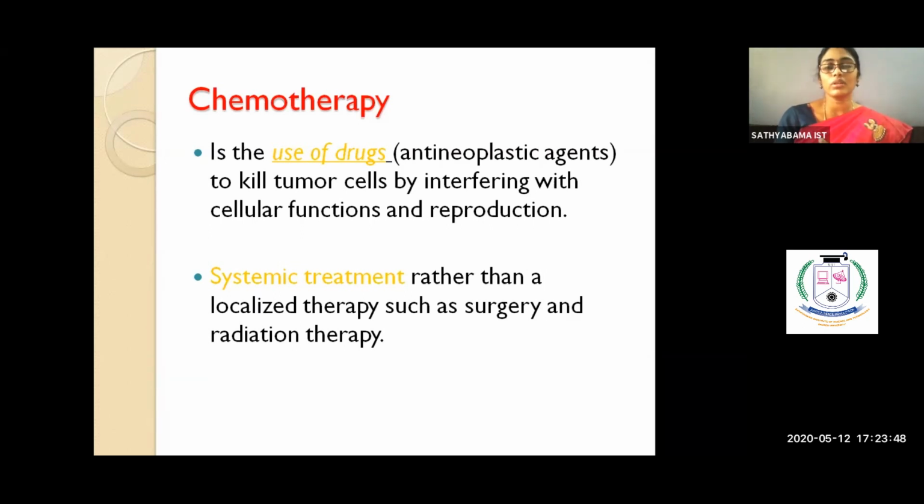So what do you do in chemotherapy? You inject some anti-neoplastic agents. Anti-neoplastic agents are nothing but your chemo drugs, right? There are a number of medicines available for each particular type of cancer, right? Each organ is getting affected in a different way. So they go and bind with these particular cancer cells and start killing them. So that's what actually happens during chemotherapy.